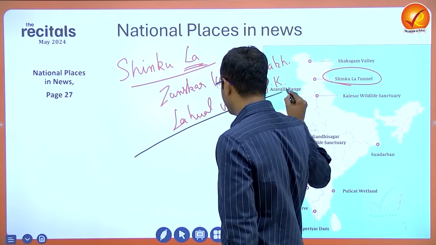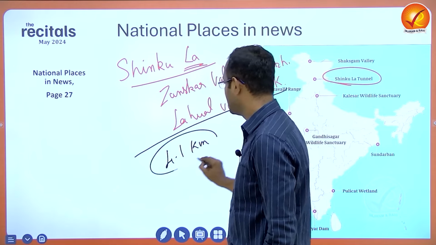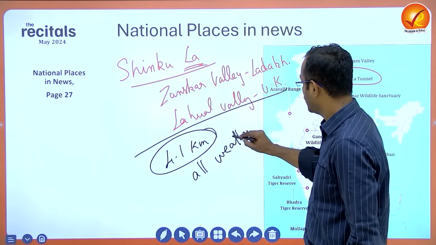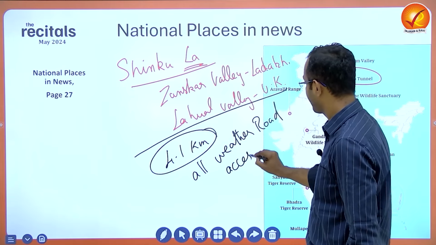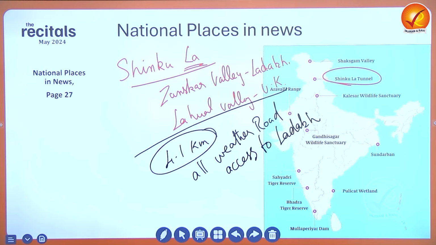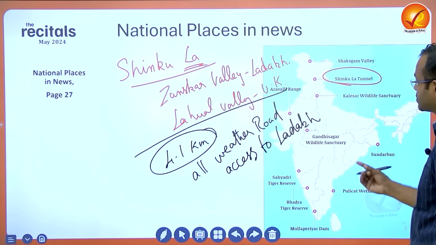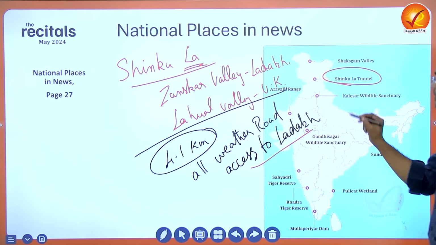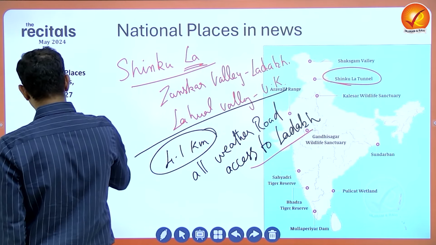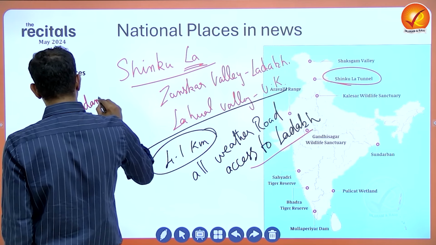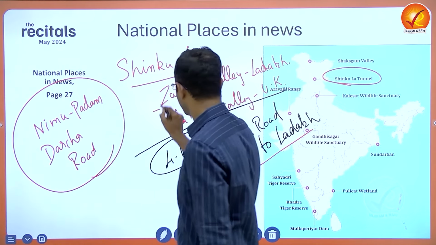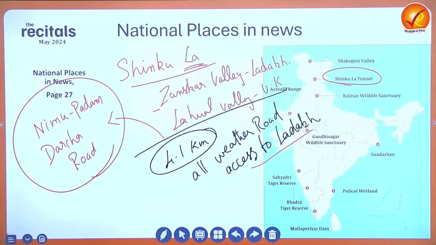The Shinkunla tunnel is a 4.1 kilometer tunnel which has been constructed to provide all-weather road access to Ladakh. Right? Next point, this all-weather road has been constructed on the Nimmu Padam Darcha Road. This tunnel is constructed as part of the Nimmu Padam Darcha Road.